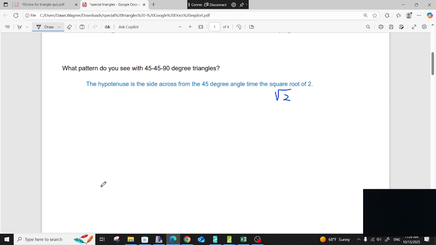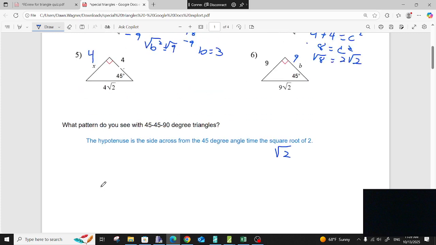Did you understand the pattern? Did I go too fast with the pattern? Peter, do you understand the pattern or no? Okay, I'm going to scroll back up. Can I scroll back up?